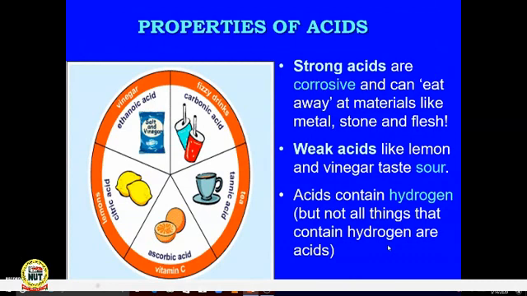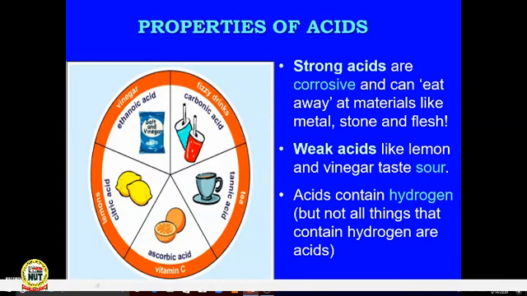However, it is not all chemicals that contain hydrogen ion that are acid. Acid contains hydrogen ion, yes, but not all chemicals that contain hydrogen ion must be acid. Now, go to the properties of acid.